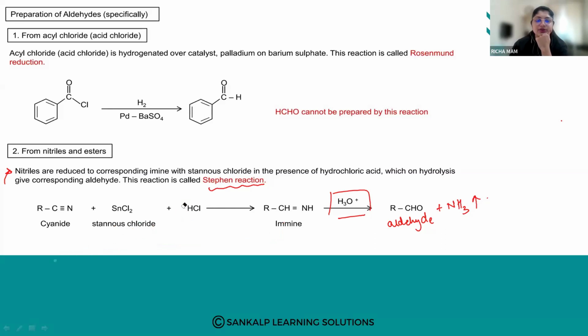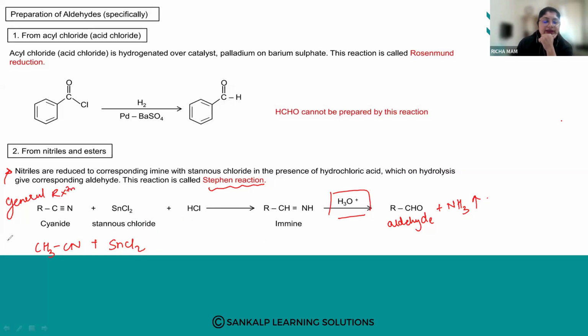Now let us see the example. Mark this as important. Stephen reaction, Rosenmund name reaction, all these name reactions are very important. Let us see one example. Let me take CH3CN plus SnCl2. This is the general reaction.